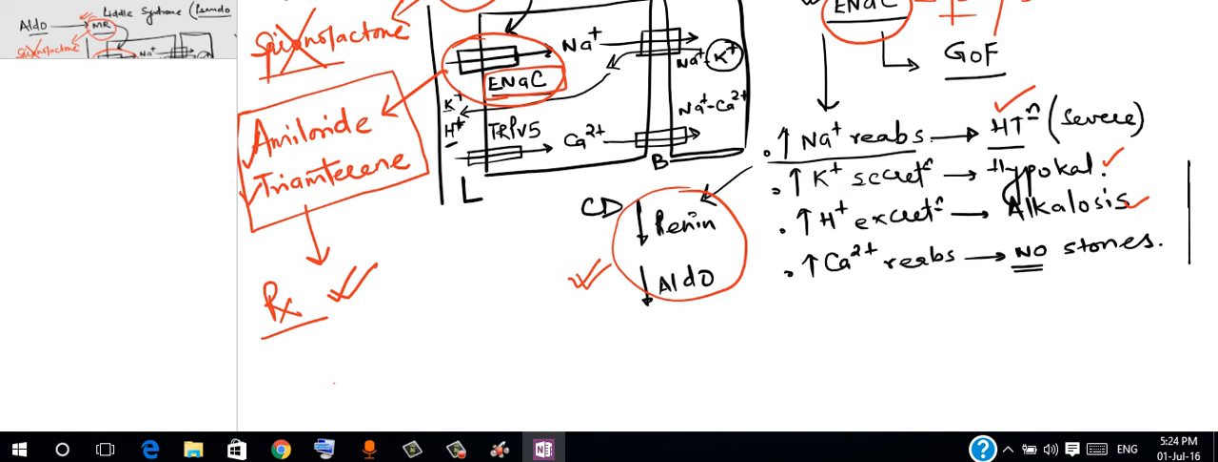So this, I guess, covers Liddle syndrome and all the important points associated with it.